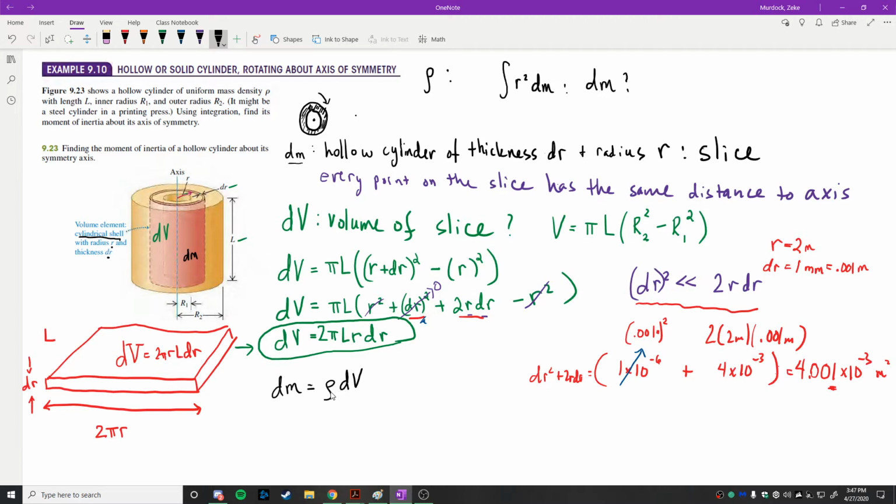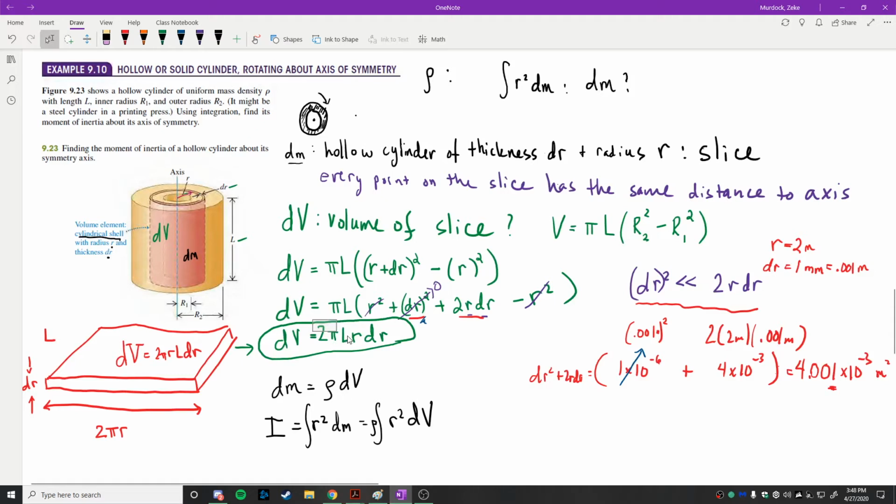So, in this case, we know what dV is. We know that rho is constant too, right? So what I'm going to do is leave rho as a variable as we do this, and we'll put it in at the end, just to keep things a little bit simpler in terms of the derivation. All right, moment of inertia is given by the integral of r squared dm. In our case, that's going to end up becoming r squared times rho, but rho is constant, so we're going to pull it out here, times dV.